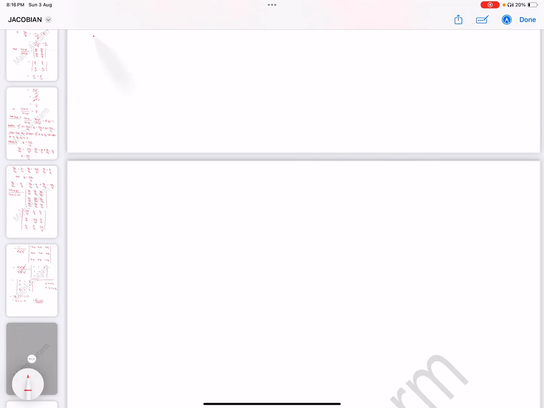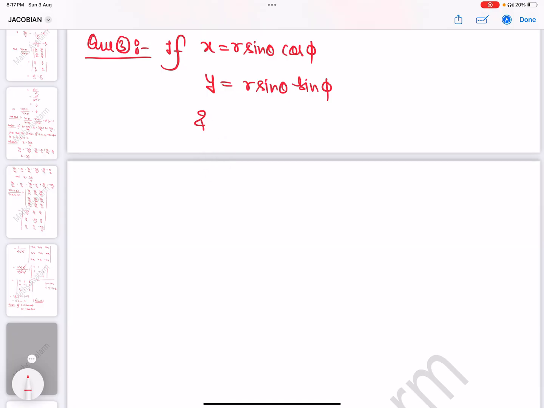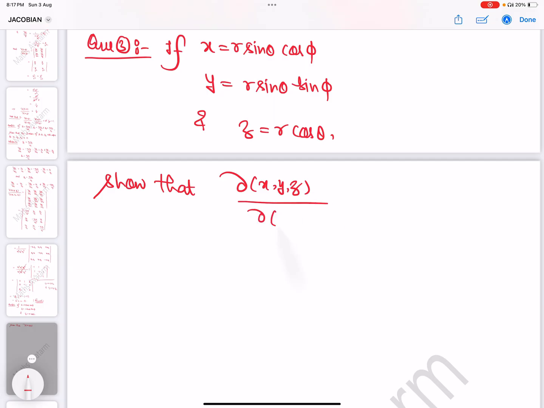Now question 3. If x is equal to r sine theta cos phi, y is equal to r sine theta sine phi, and z is equal to r cos theta, so that del x y z upon del r theta phi is equal to r square sine theta. So let's prove it.